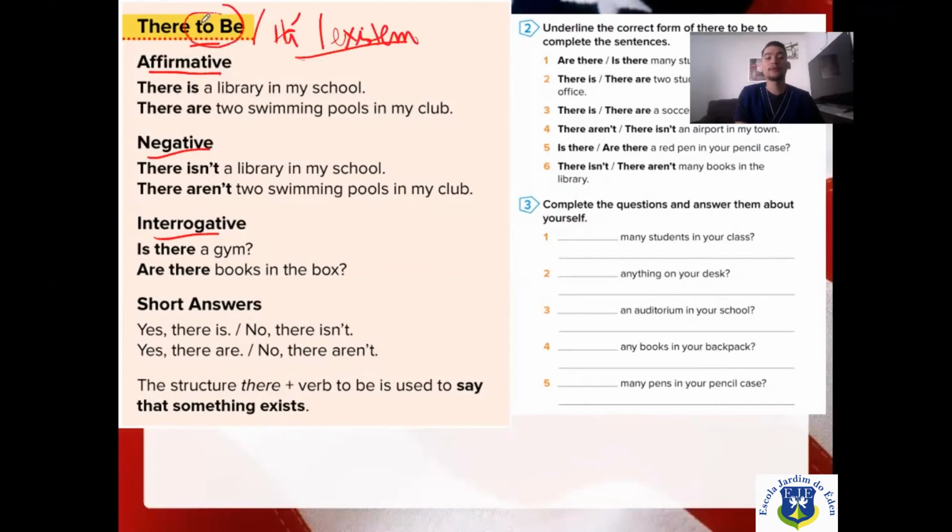But there to be, we're going to have there is and there are. There is a library in my school. There are 2 swimming pools in my club. So pay attention. That is, we are going to use there is in the singular form, okay? And there are, we are going to use in the plural form.